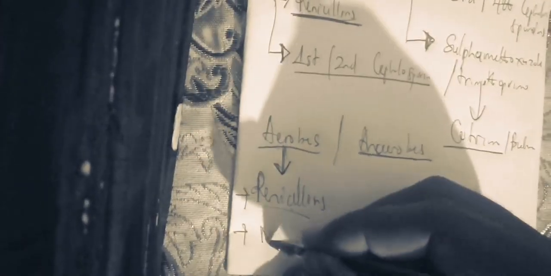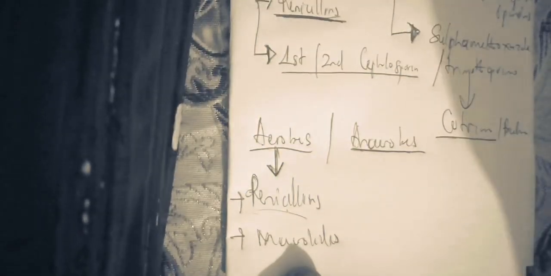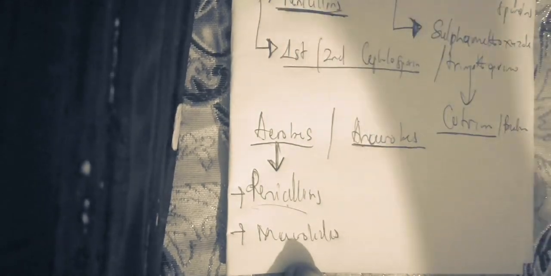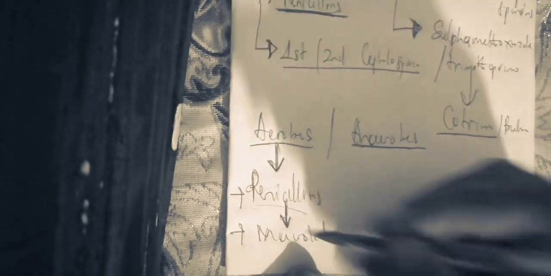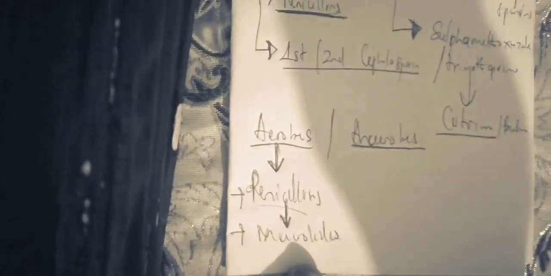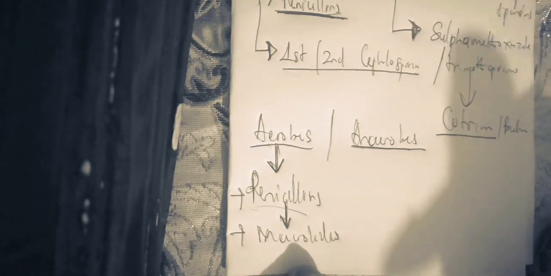Also, when you are an aerobe, apart from penicillin, you can also be targeted by macrolides. That is why macrolides are the major alternative medication for penicillins when you have an allergy. Is it clear? And you have different examples of macrolides that I'm going to explain to you.